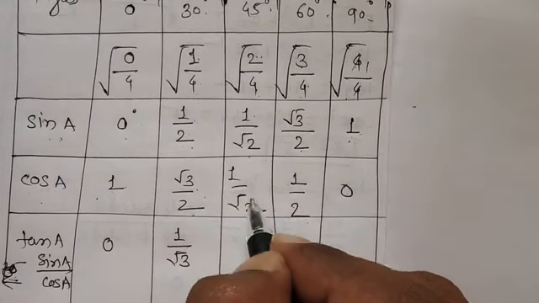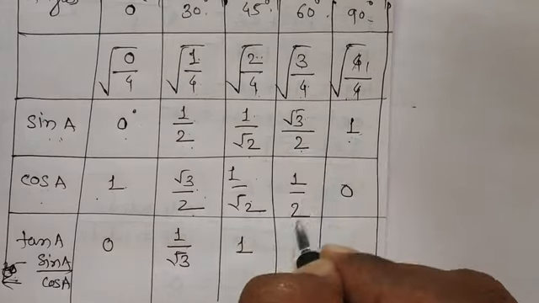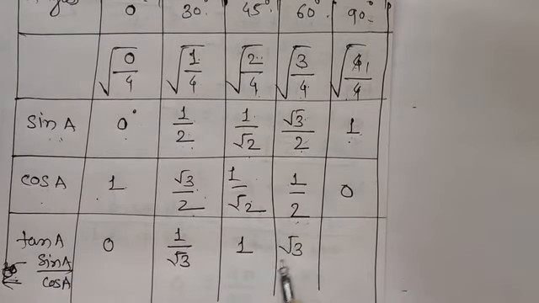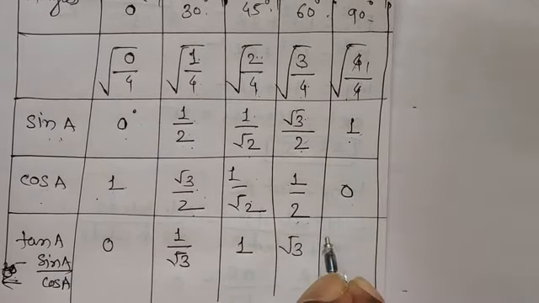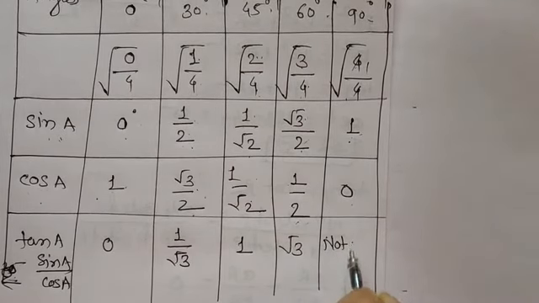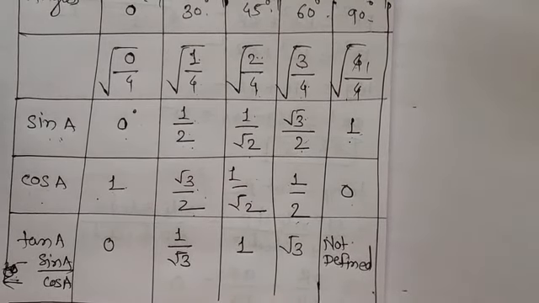Then 1 by root 2 upon 1 by root 2, all cancel, remaining 1. Then root 3 by 2 upon 1 by 2, 2 gets cancelled, remaining root 3 by 1, which is simply root 3. Then 1 by 0: now the denominator is 0, so it is not defined, because a denominator of 0 is not allowed. So we have made all three basic ratios.